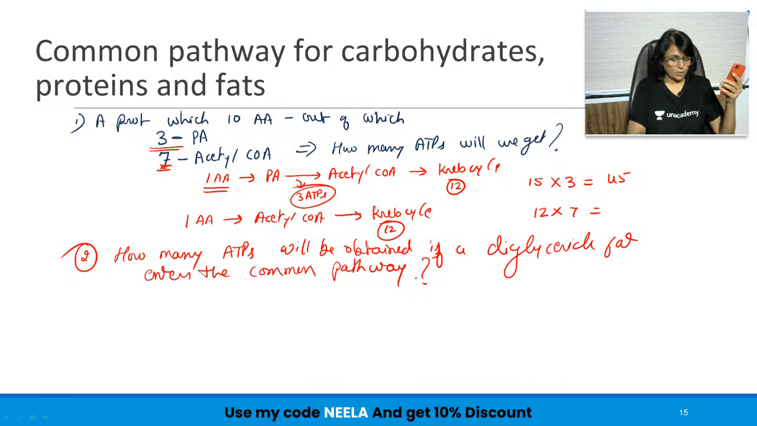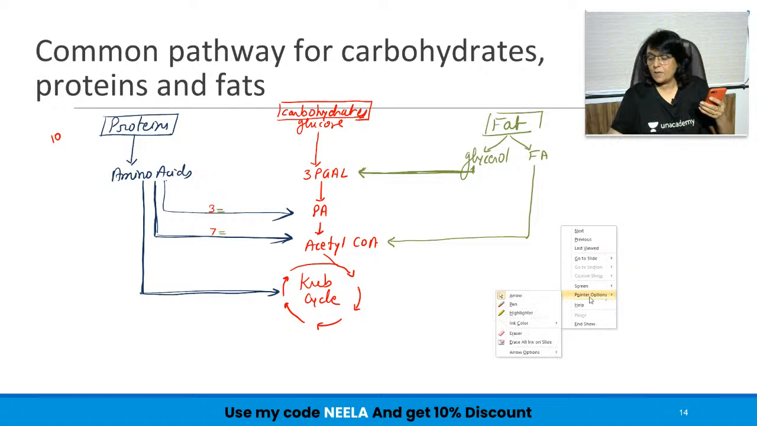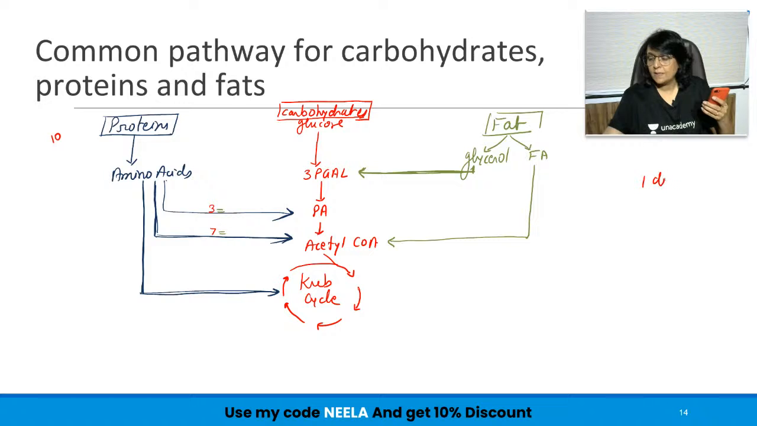Okay, answer the second question now. I'm taking you back to this original slide, and here the question is that 1 diglyceride fat, if it enters the pathway, then how many ATPs will you get? Can you tell me how many ATPs will you get if a diglyceride fat breaks down through this pathway? Now let me ask you one question. Do you know what is a diglyceride fat? Who knows about diglyceride fat?